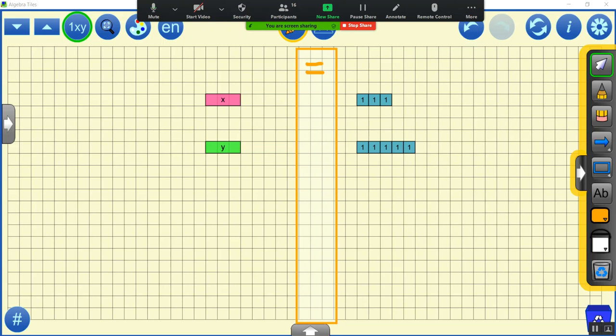All right, so this is my algebra tiles. This bar represents my equal sign. So here I've got two separate equations. I'm saying that x is equal to 3, and I'm saying that y is equal to 5. Nothing different about that, nothing difficult. Are we all good with that?